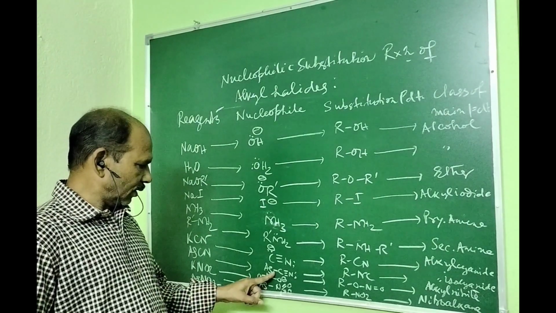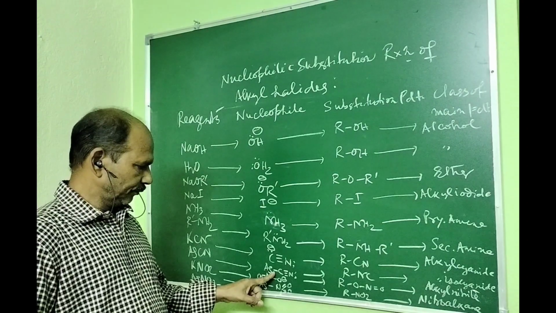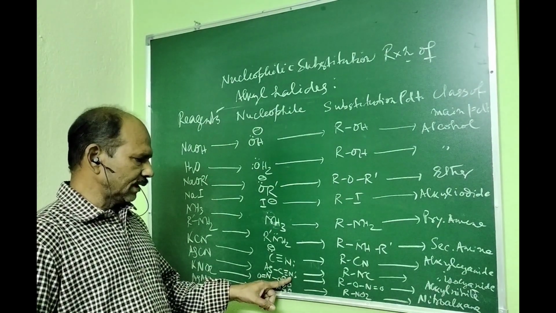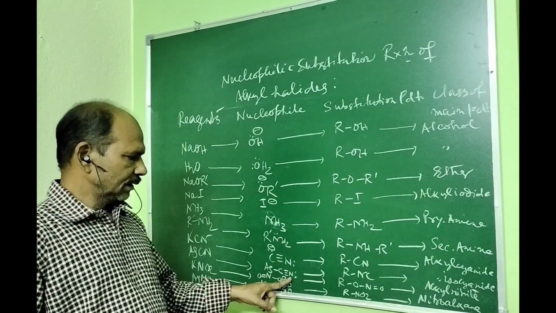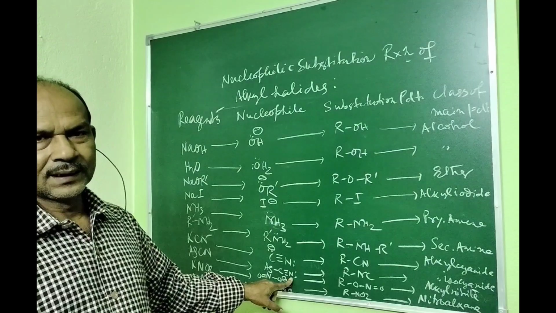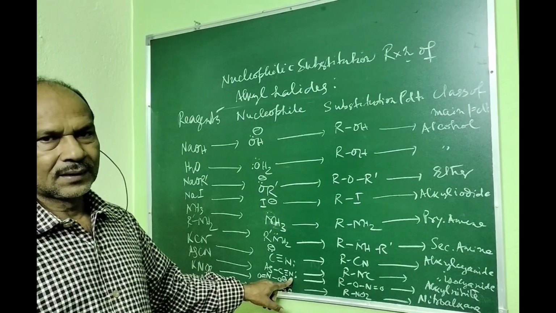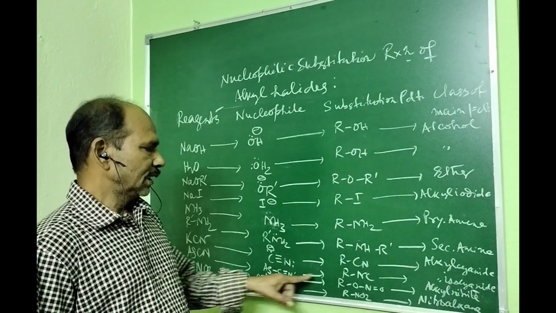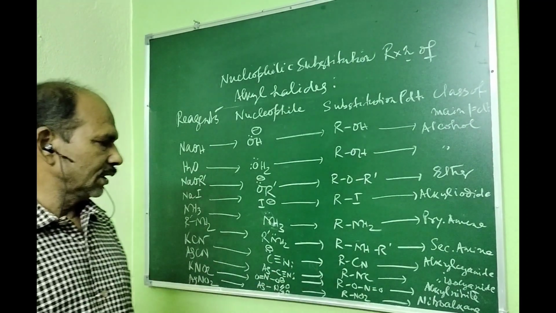So this bond is not broken. In this case, the lone electron pair of the nitrogen atom is donated from the nucleophilic center, and the attack occurs through the nitrogen end. The product is alkyl isocyanide.